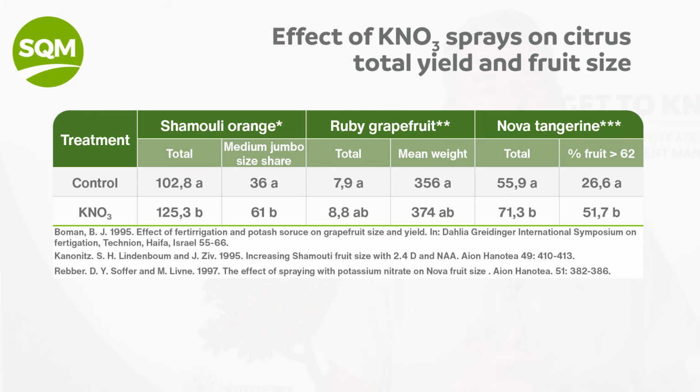If we look at the oranges first, the kilograms per tree yield increased with potassium nitrate. The juice content increased with potassium nitrate. And you can go through it and see that for the other two fruits as well, the benefits of the potassium nitrate sprays were apparent.